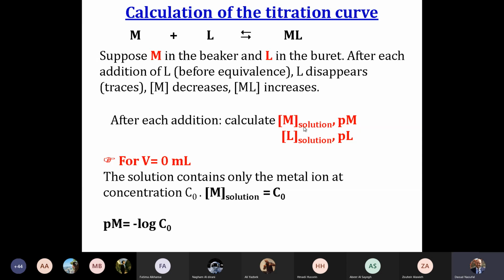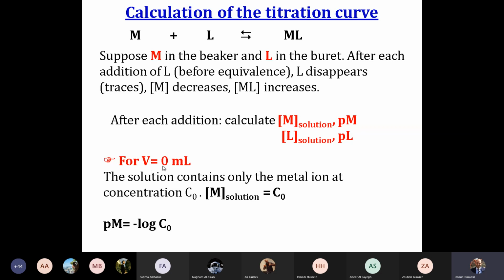When we calculate M in the solution, we calculate pM. And when we calculate L in the solution, we calculate pL. So we can study the variation of pM as a function of the volume added, or pL as a function of the volume added. It depends on the request in the exercise.